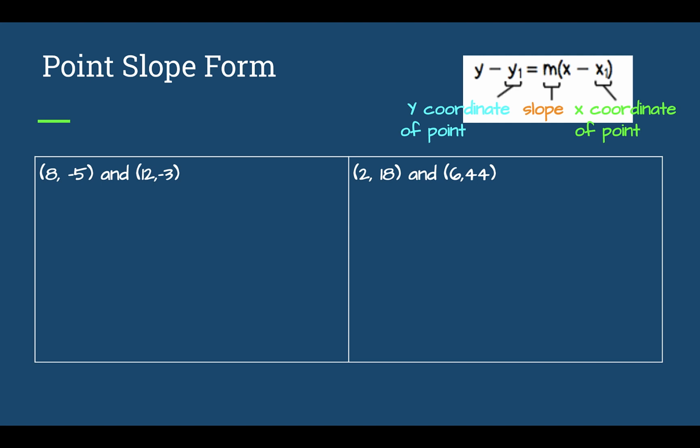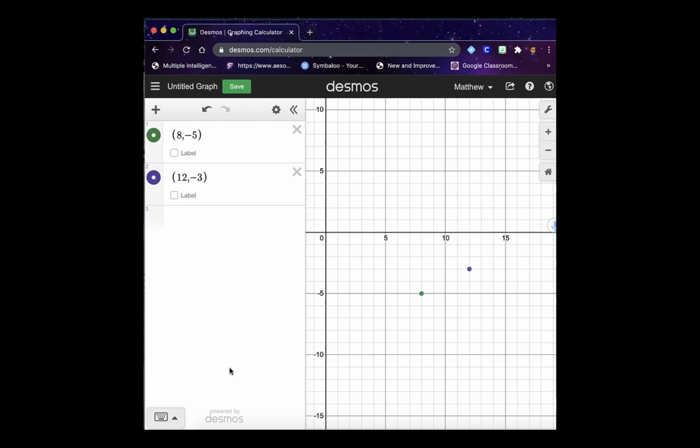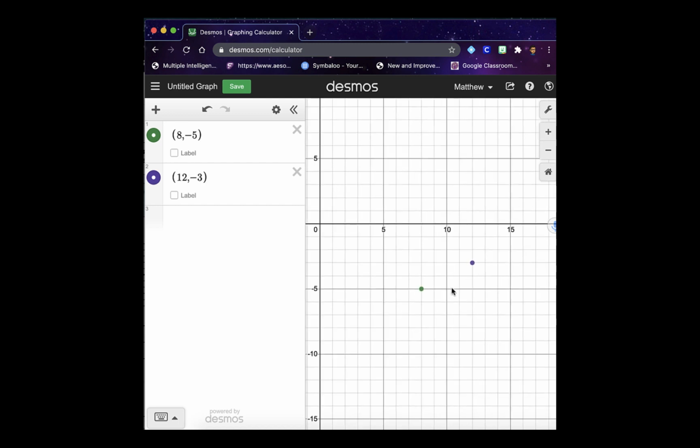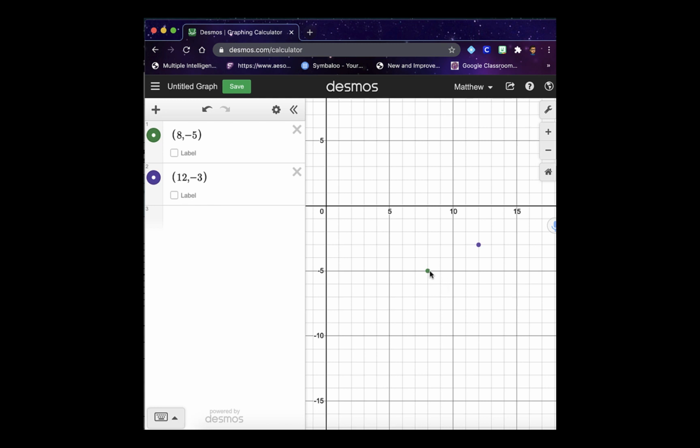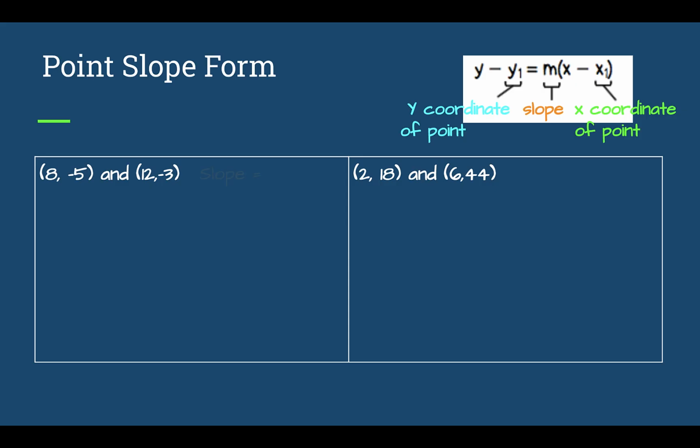So let's find the equation in point slope form between these 2 points. So (8, -5) and (12, -3). Let's use Desmos to help us. So I'm going to plot my points, (8, -5) and (12, -3). I can see they showed up on the graph here. If I need to find the slope, I had to go up 1, 2, over 1, 2, 3, 4. So up 2 over 4. So my slope would be 2 over 4, which is the same as 1/2, or 0.5.